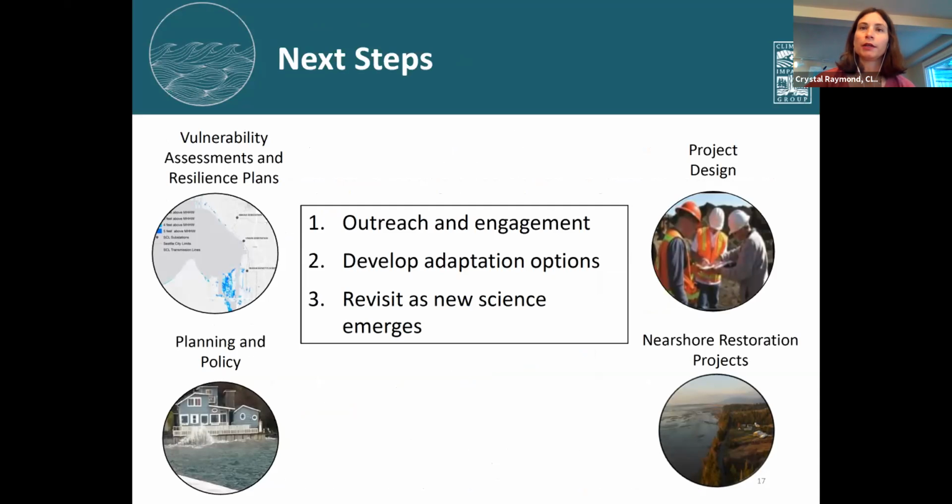We've heard that in many cases where people are applying these, it may be appropriate to give the public an opportunity to weigh in on which values you're using and why. And then of course, the most important next step is, what do you do differently based on those sea level rise values that you've selected? So for example, if you're using them in a project design application, how is that project going to be designed differently? How would you design a nearshore restoration project differently based on the sea level rise values that you've chosen?